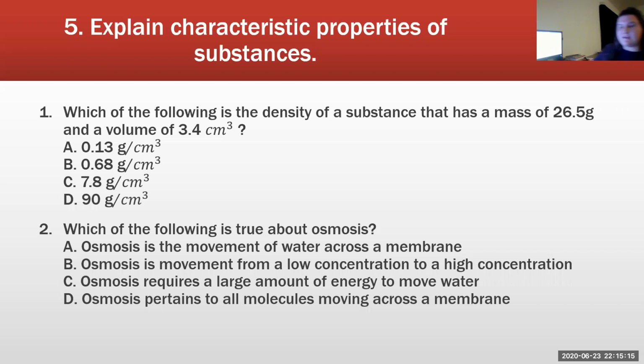And if I can find my handy dandy calculator, 2.65 divided by 3.4 equals 7.794, and so on. So we're going to just round up. C is the correct answer, 7.8 grams over centimeters cubed. That's the density of the substance. So we have to see how much mass can fit into the volume.